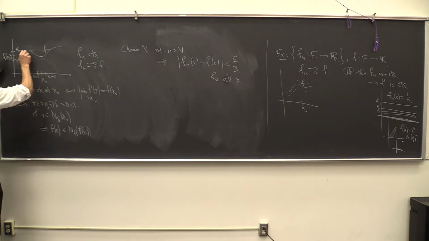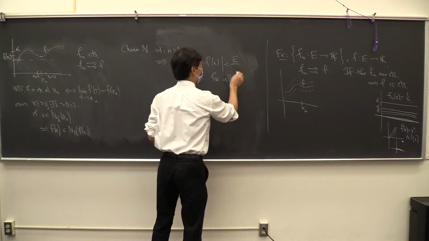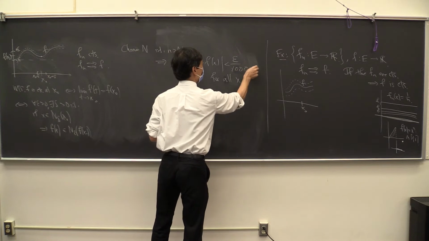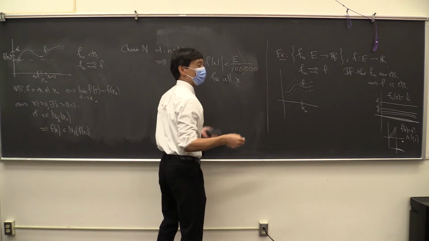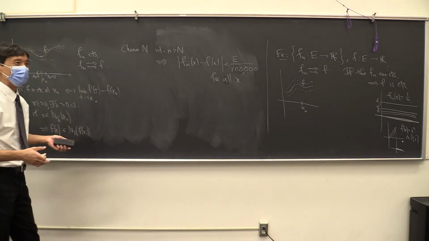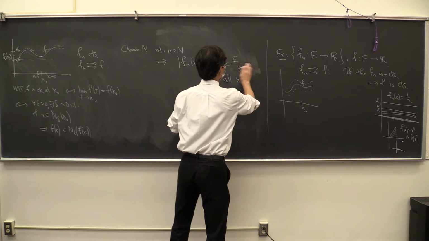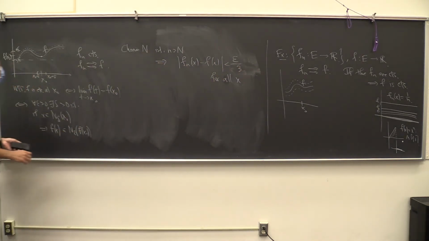Is 3 arbitrarily chosen? Sort of, yeah. If it were my advisor, he would say choose epsilon over a million. So it turns out that 3 is probably where you want to do it. But okay, you just choose something very small.